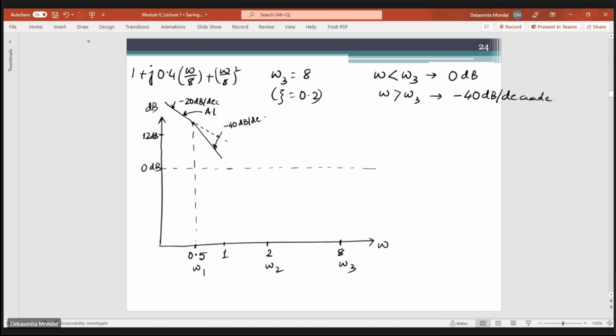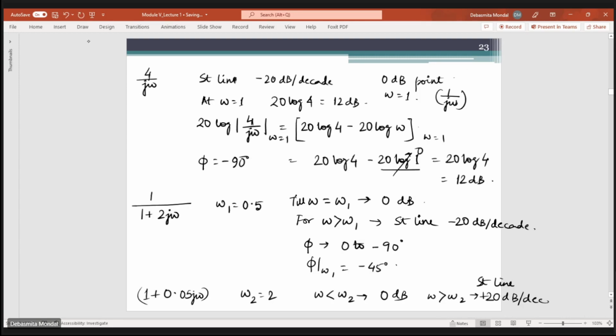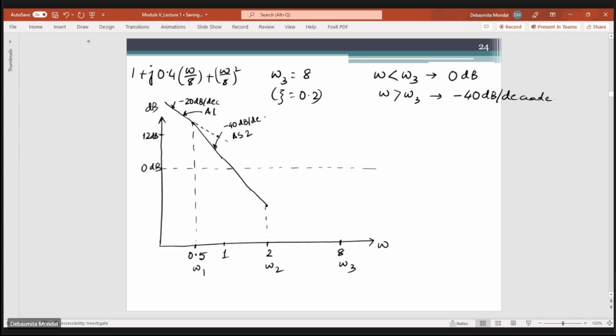Okay, and it will keep on continuing till it comes to the next corner frequency. So let's say this is asymptote number 2. Now it hits the second corner frequency, at omega equals omega 2, which is equal to 2, and we have another slope of plus 20 dB per decade. So this was minus 40 dB plus another 20 dB. That means the slope will again reduce and it will become minus 20 dB per decade. The slope will occur over here.